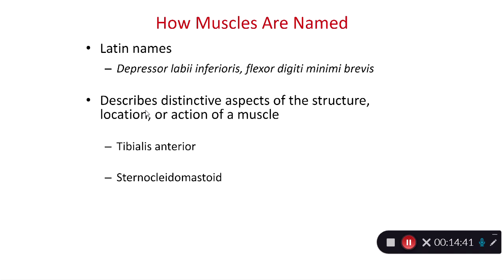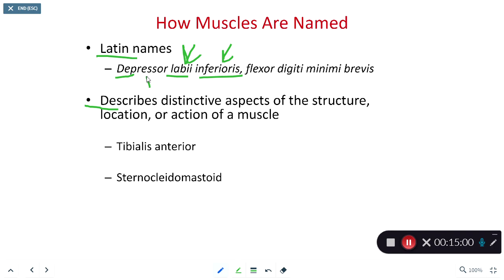As we name our muscles, they are going to be named different ways. We can have Latin roots or descriptive roots. So if we think of depressor labii inferioris, this is all going to be focusing on the Latin names. In particular, the depressor labii inferioris is on the inferior margin of the lip and causes us to depress the lips. Or we can have the flexor digiti minimi brevis. This is a muscle that's going to flex the digits, and it's short and tiny.